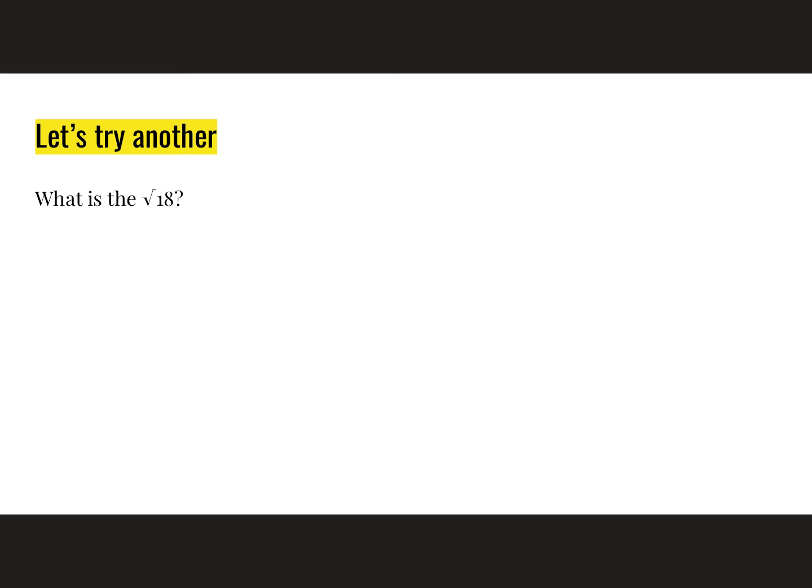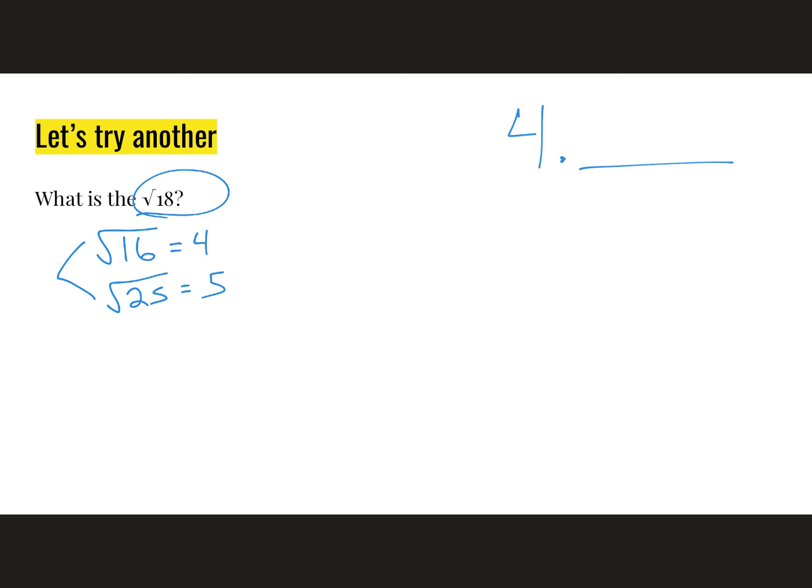Last practice problem for this. So what is the square root of 18? First, the square root of 18 falls in between the square root of 16, which is 4, and the square root of 25, which is 5. So I know it must be 4 point something. So let's talk about the distance between 16 and 25 is 9. The distance between 16 and 18 is 2. So this is going to be 2 over 9.